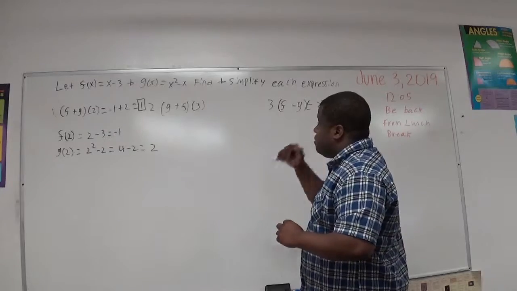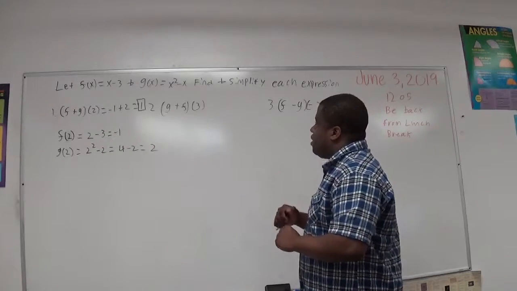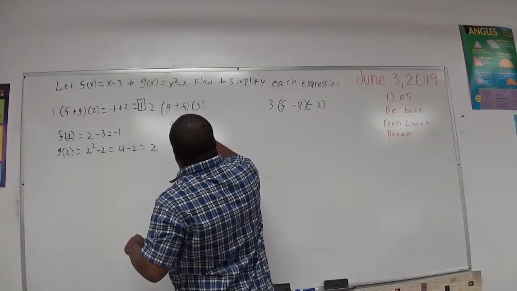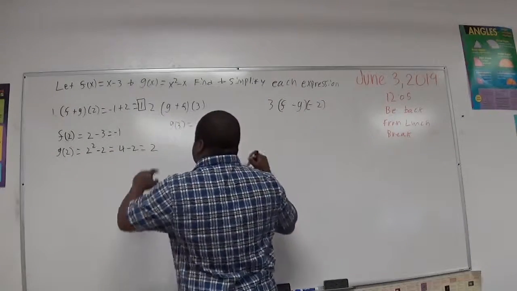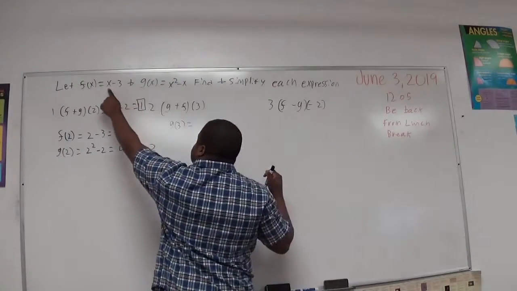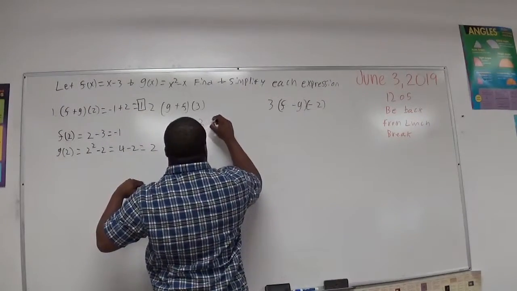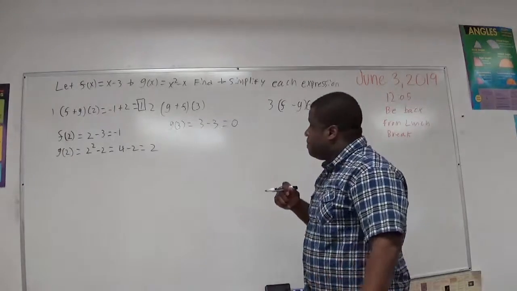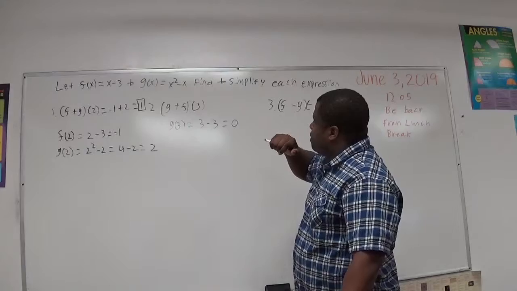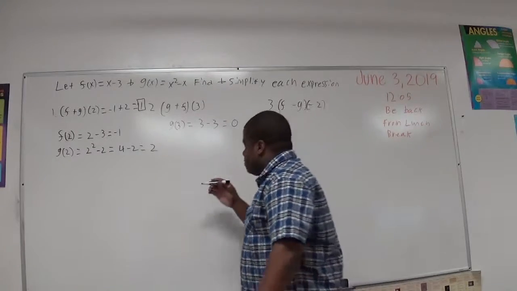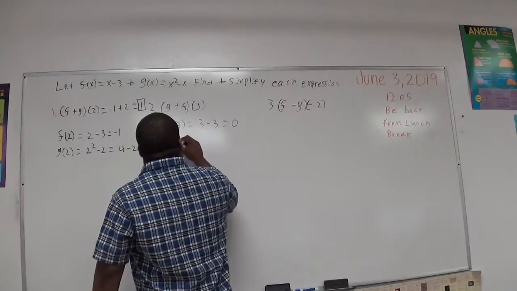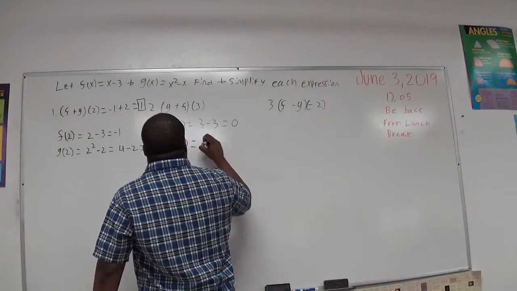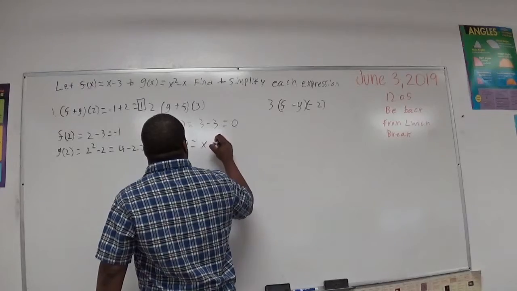Here I have g plus f of 3. So again, I'm going to write g of 3. I'm going to plug in 3 everywhere I see an x. So I'm going to have 3 minus 3, which equals 0. Okay. Now I'm going to plug in 3 for f. So I'm going to have f of 3, which is equal to x squared, x minus 3.